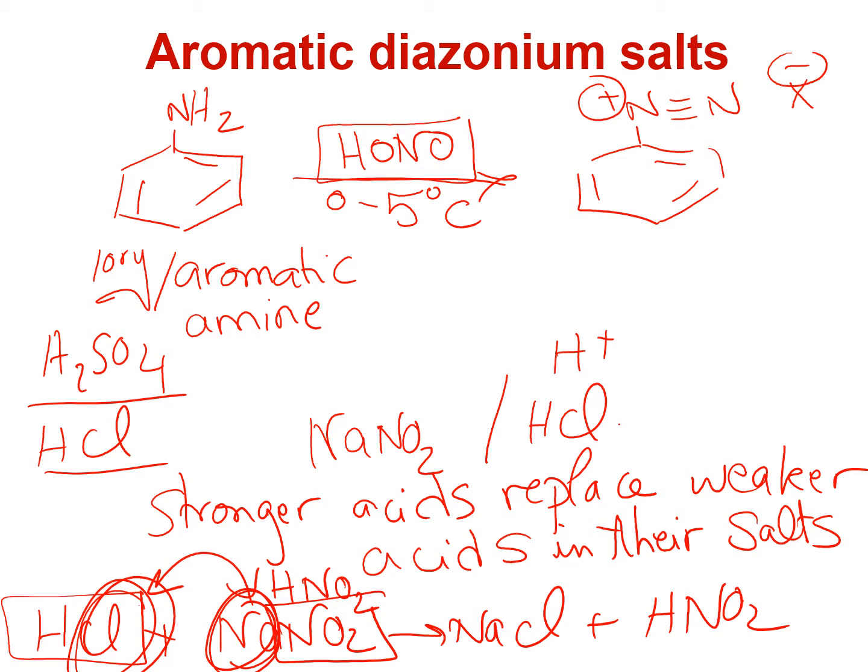You rely on the fact that stronger acids replace weaker acids in their salts. So you add an acid which is stronger than nitrous acid, and you add the nitrous acid as a salt. You add it as sodium nitrite. Accordingly, the stronger acid will be converted into the salt, and it will release the weaker acid as a free acid, which is the nitrous acid. And this is how you prepare this reagent.